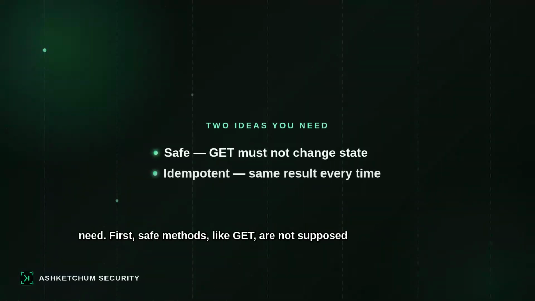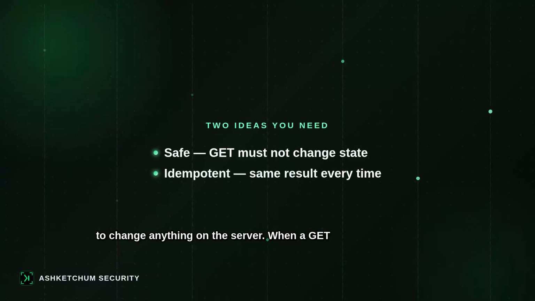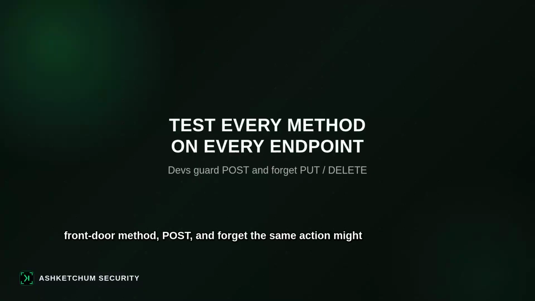Two ideas you need. First, safe methods like GET are not supposed to change anything on the server. When a GET request does change state, that's a bug and often the root of a CSRF vulnerability. Second, idempotent methods like PUT and DELETE should give the same result whether you send them once or 100 times. Why does this matter? Because developers often protect the front door method, POST, and forget the same action might work over PUT or DELETE or with a method the docs never mention.